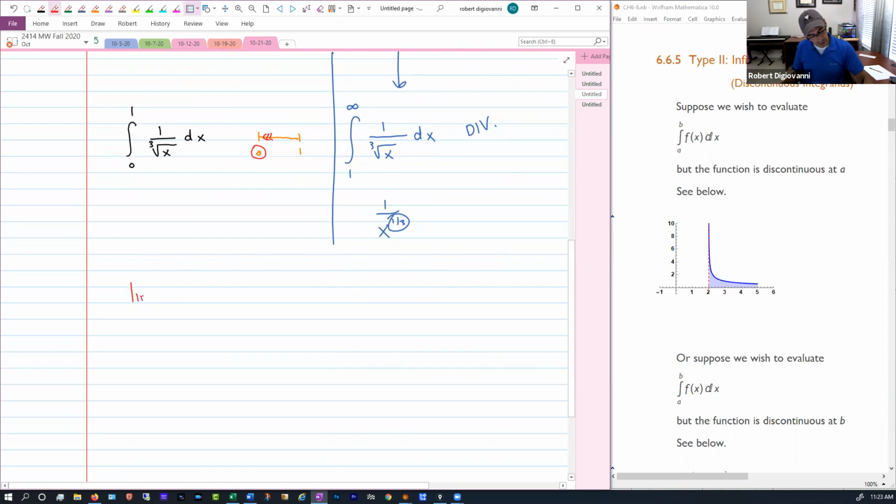So this becomes a limit, t approaches 0 from the right, integral t to 1. I'm going to go ahead and rewrite that as x to the negative 1/3. I'm going to get myself ready for power rule by bringing that thing up. This should be limit t approaches 0 from the right. Okay, the antiderivative of x to negative 1/3. You have to add 1 to that. If you add 1 to that, you get 2/3, and 1 over 2/3 is 3/2. So you have 3/2 x to the 2/3 evaluated from t to 1.